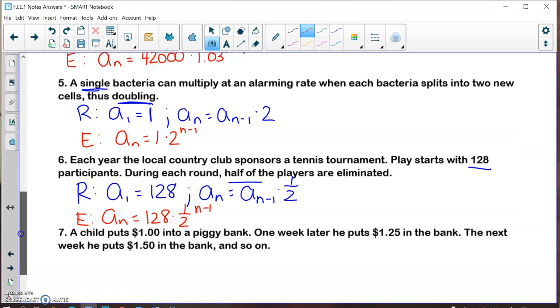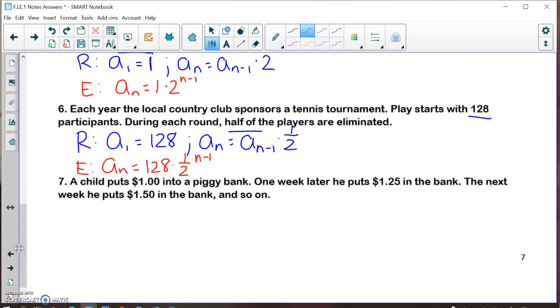And then lastly, number 7, a child puts $1 into a piggy bank. 1 week later, he puts in $1.25. The next week, he puts in $1.50. So every week, he's putting in 25 more cents than he did the previous week. So we're adding 25 cents every week, which means this is an arithmetic sequence.